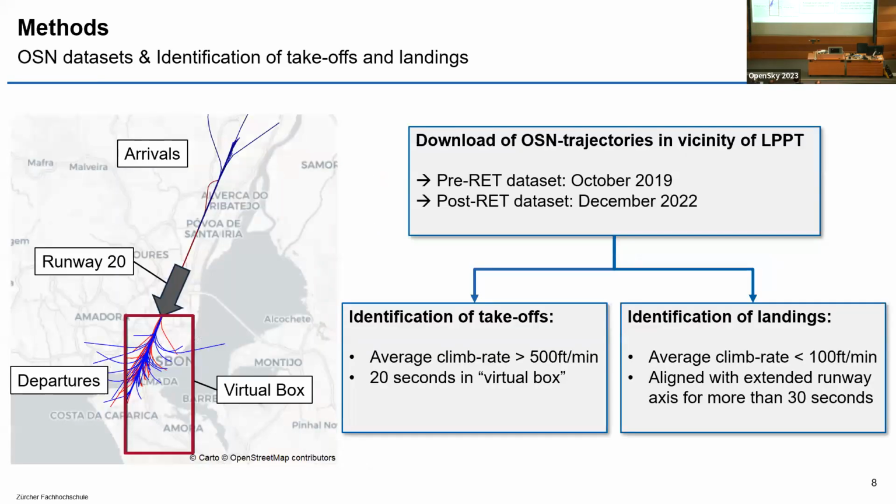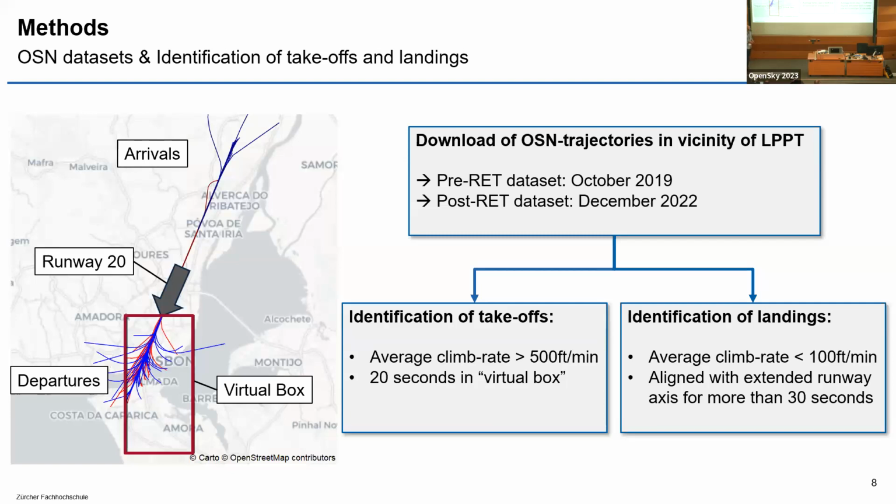So knowing that, we went to OpenSky and downloaded two monthly data sets covering the month of October 2019 and the month of December 2022. These months have more or less an equal number of movements, so they're balanced in this way. One refers to the so-called pre-RET conditions, before the RET was added, and one refers to the post-RET conditions, after the RET has been added.